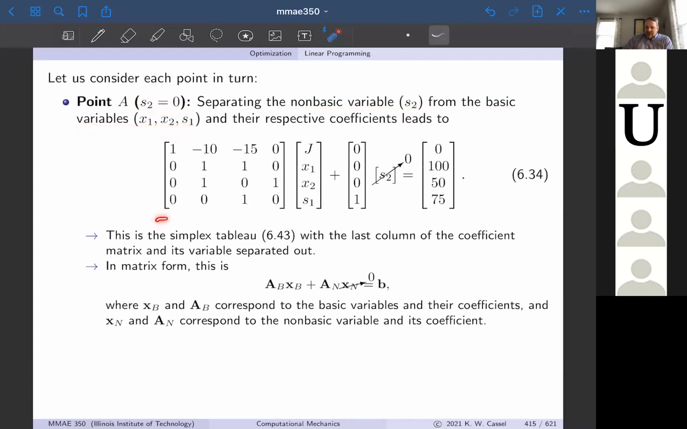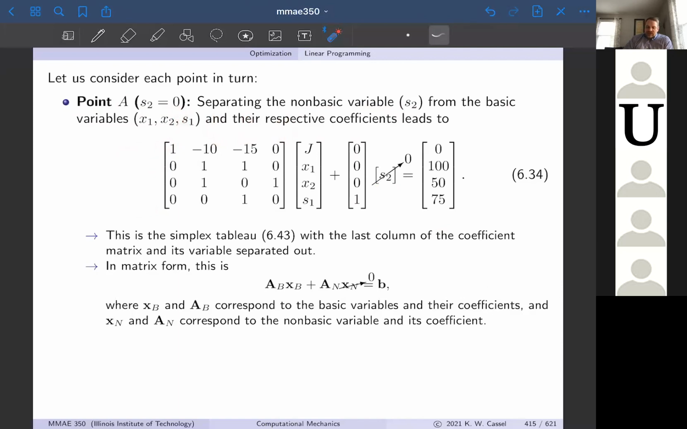So now look what you have. You have this matrix, which is now 4 by 4, plus this matrix problem, which is 4 by 1, but S2 is equal to 0, so this whole thing just goes away, and it is equal to this 4 by 1 matrix. Well, guess what? Now we have 4 unknowns and 4 equations, so we can get a unique solution.